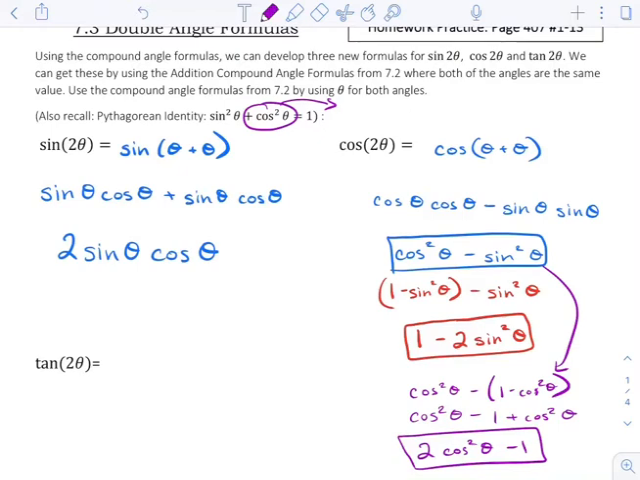So all 3 of those can be thought of as cos double angle formulas. Depending on what we're given, you might use one over the other. For example, if a question gave me cos squared and sine squared, I can just substitute into that formula. If it just gave me sine squared, I can put it into the second one. If it just gave me cos squared, I can put it into the third one. It doesn't really matter.